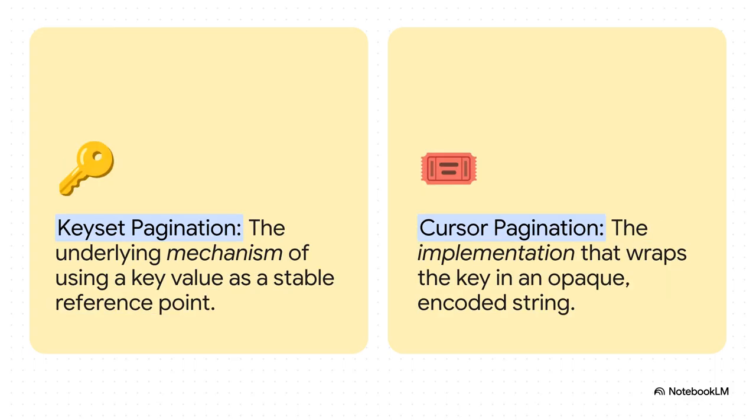Now, you might hear the terms Keyset and cursor thrown around like they're the same thing, but there's a subtle and really important difference. Keyset is the mechanism, the idea of using a value like an ID as a reference point. Cursor pagination is the more advanced implementation, where that value is wrapped up in an encoded, opaque string, a cursor. This adds a great layer of security and flexibility because it hides your internal database details from the client.